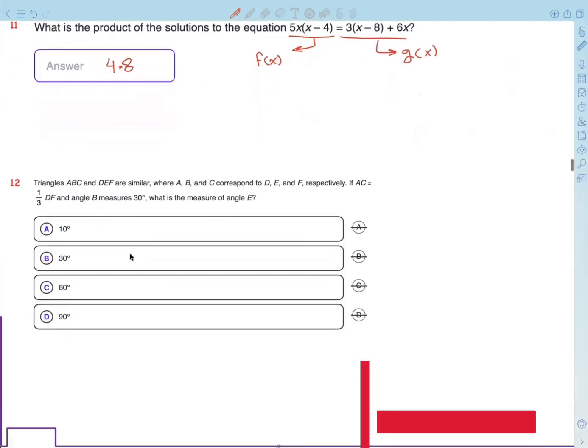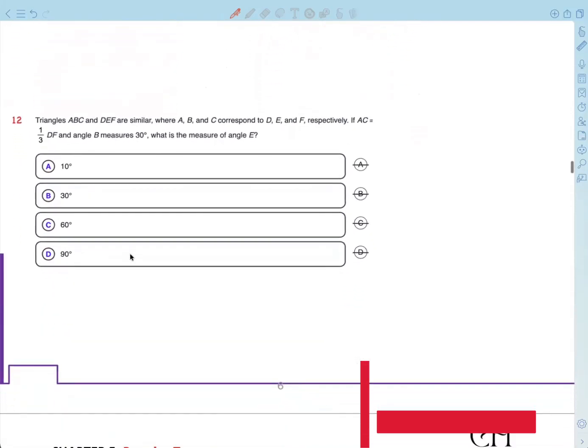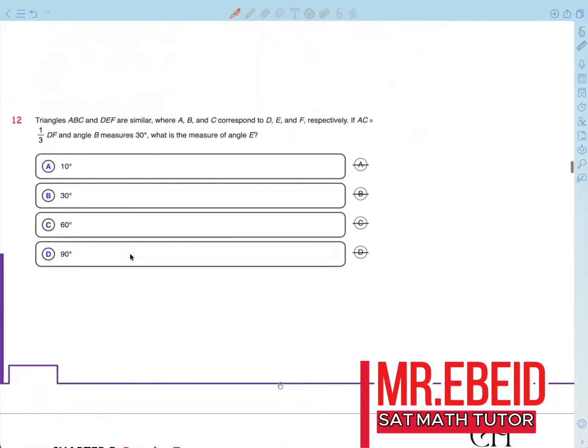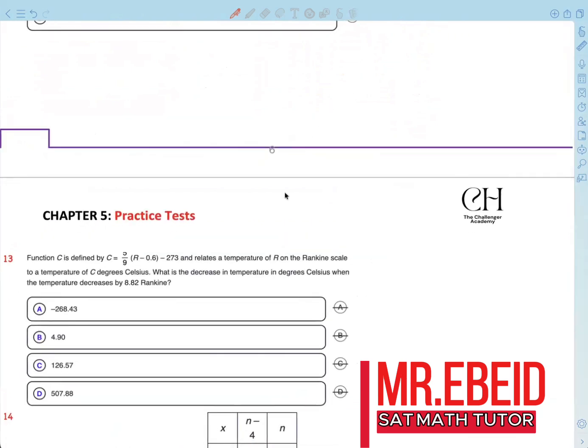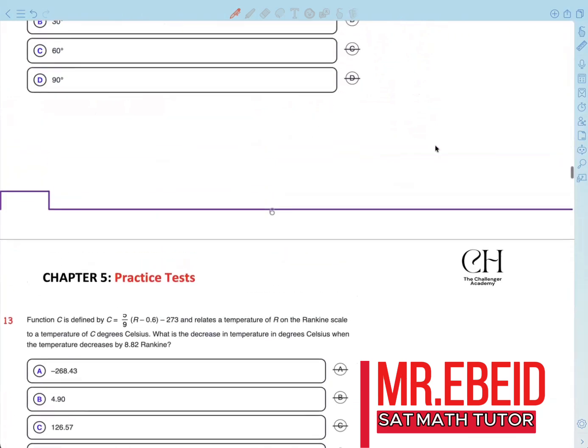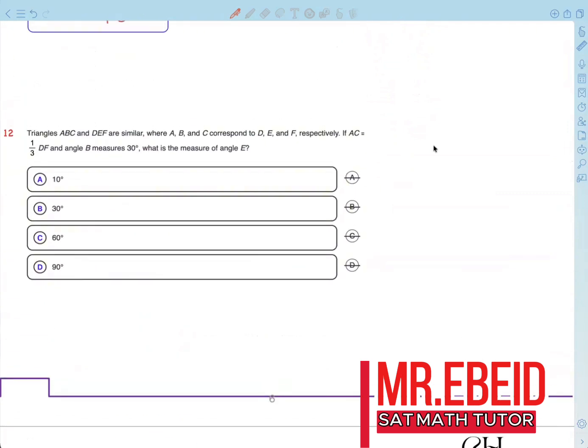Let's move to question 12. Triangles ABC and DEF are similar, where A, B, and C correspond to D, E, and F respectively. If AC equals a third of DF and angle B measures 30, what is the measure of E? In similarity, the corresponding sides are proportional and the corresponding angles are equal.